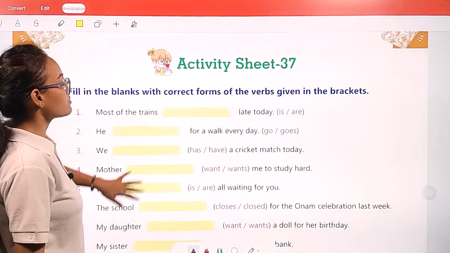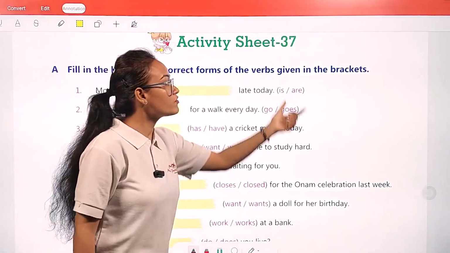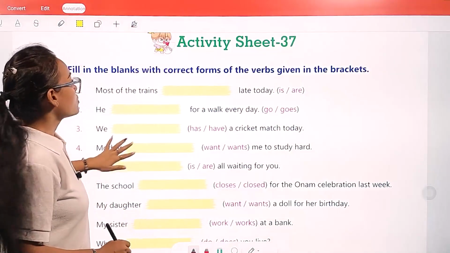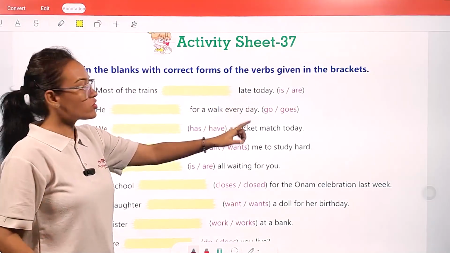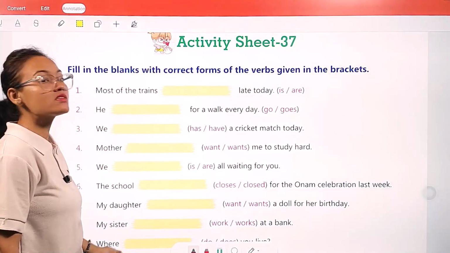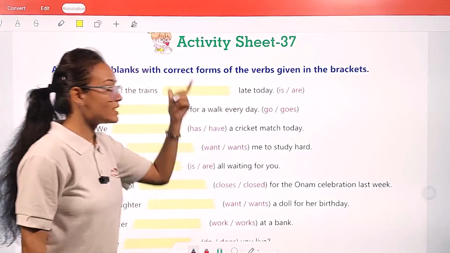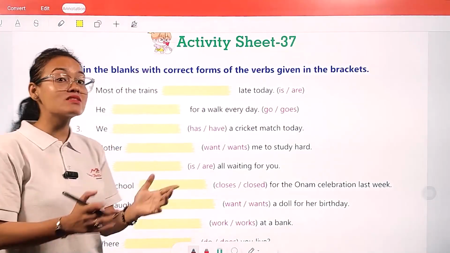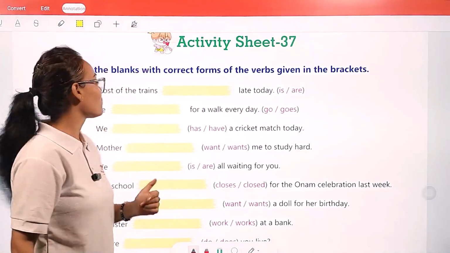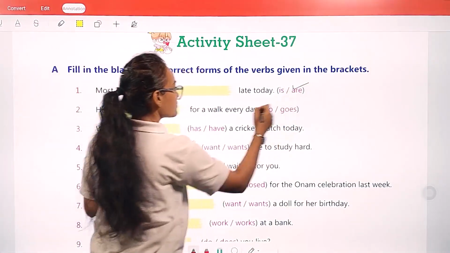Now the activity sheet number 37. Here what we are going to do. A, fill in the blanks with the correct form of the verb given in the brackets. Okay. So some verbs or action words are given in the bracket. Now you are going to choose any one of them and complete this fill in the blanks. First one, most of the trains dash late today, is, are. Most of the trains is late today. Sounding good? No. Most of the trains are late today. Okay, so right here, are.